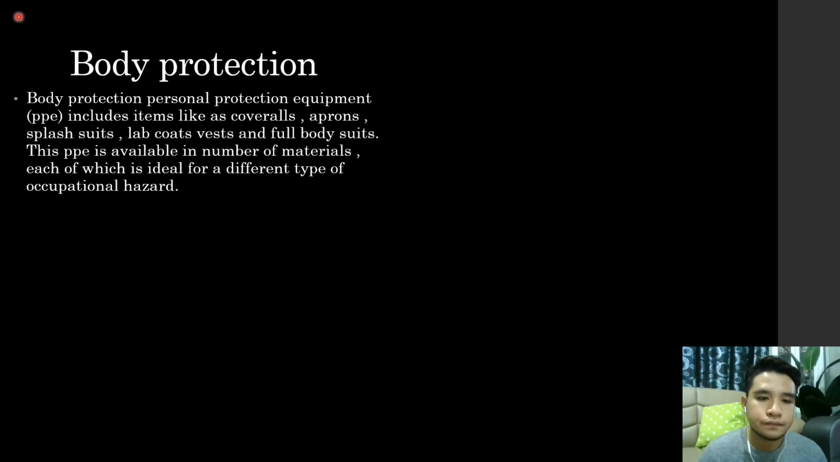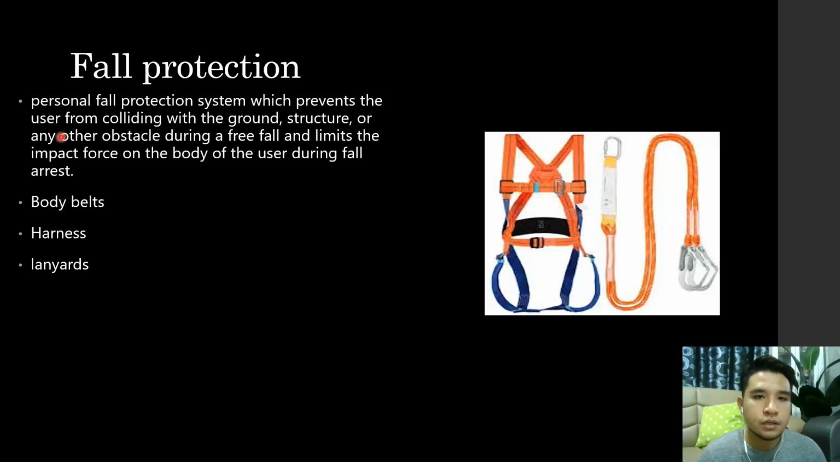hazard. Next, fall protection. For fall protection, a personal fall protection system prevents the user from colliding with the ground, structure, or any other obstacle during a free fall and limits the impact force on the body of the user during fall arrest. And three types of fall protection are body belt, harness, and lanyard. And this is the picture of the fall protection. This is the body belts, and this is harness and lanyard.